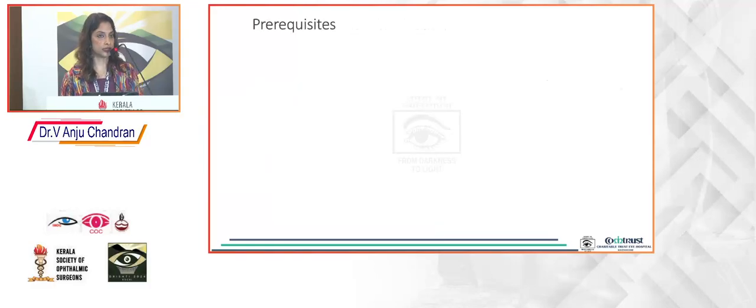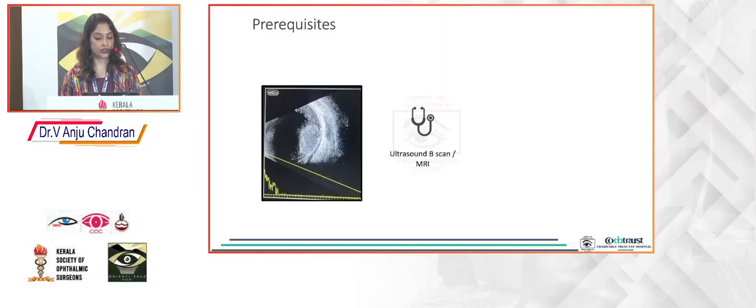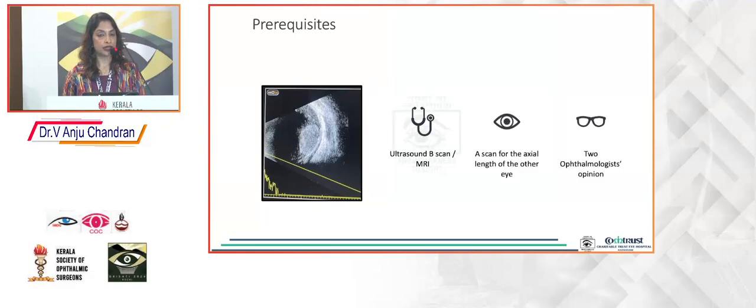What are the prerequisites? When you have a patient who you're likely to advise an enucleation, we need to have imaging in the form of an ultrasound B scan or an MRI. B scan is available right there in most of our hospitals, so you can get a good idea about the intraocular contents. Also, you can measure the axial length. We need to measure the axial length of the other eye because it will guide us as to what size of implant you need to place.